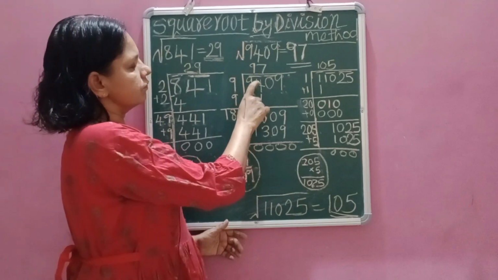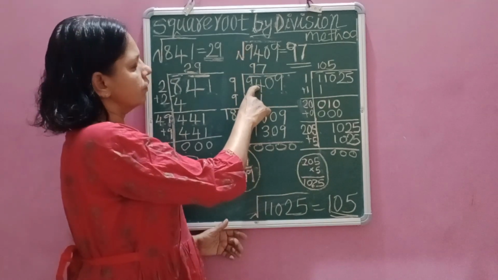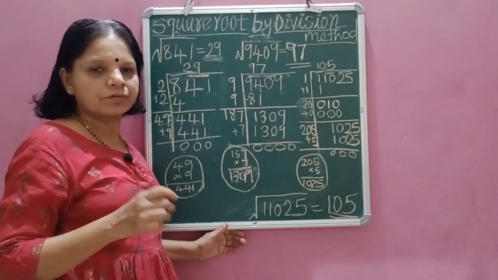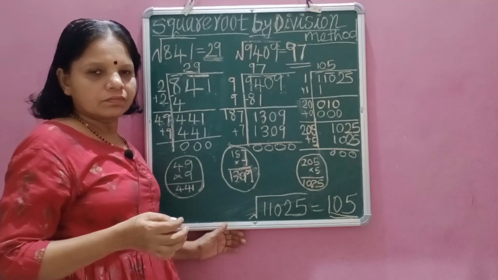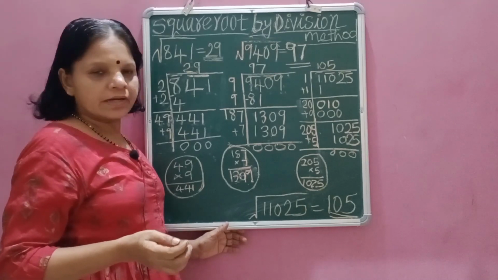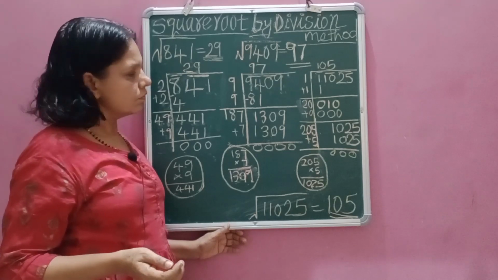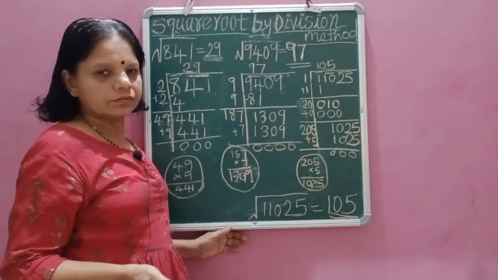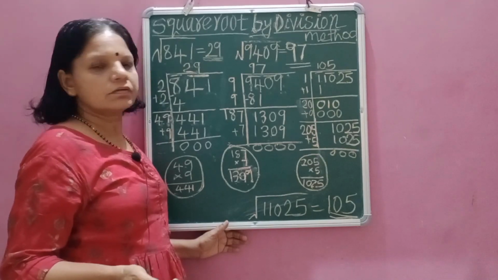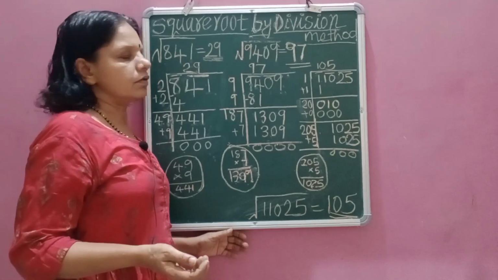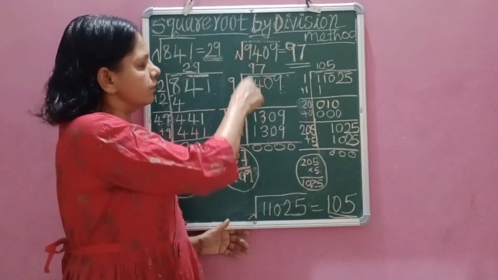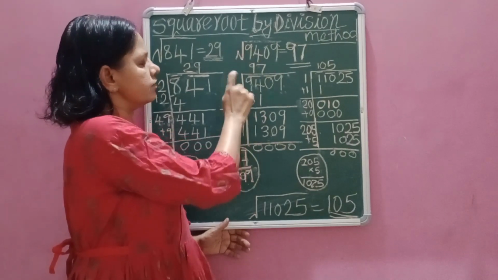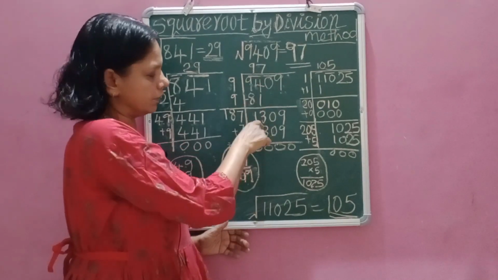So consider the pair 94. And in 94, which is the maximum possible perfect square? 8 8s are 64. 9 9s are 81. 10 10s we need not consider, 9 only we can take. 9 9s are 81, which is less than 94. So write here 9, here 9. 9 9s are 81. Subtract.